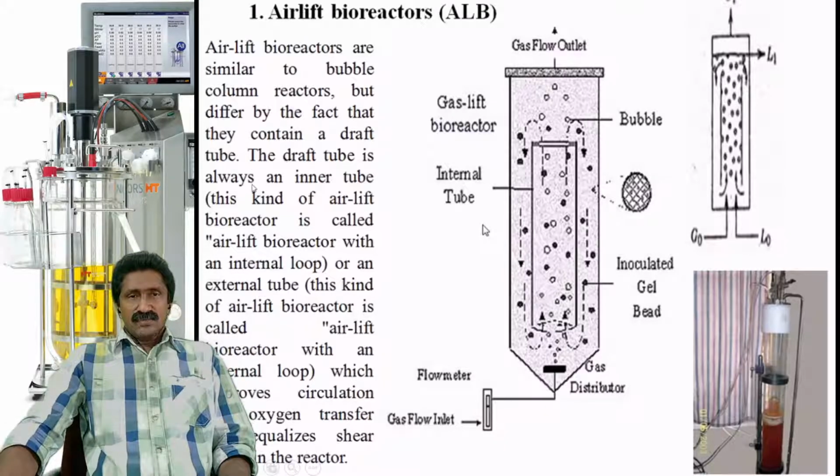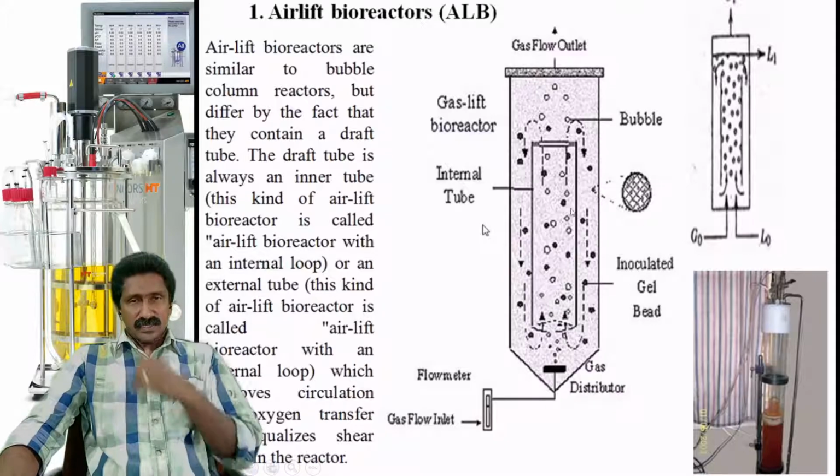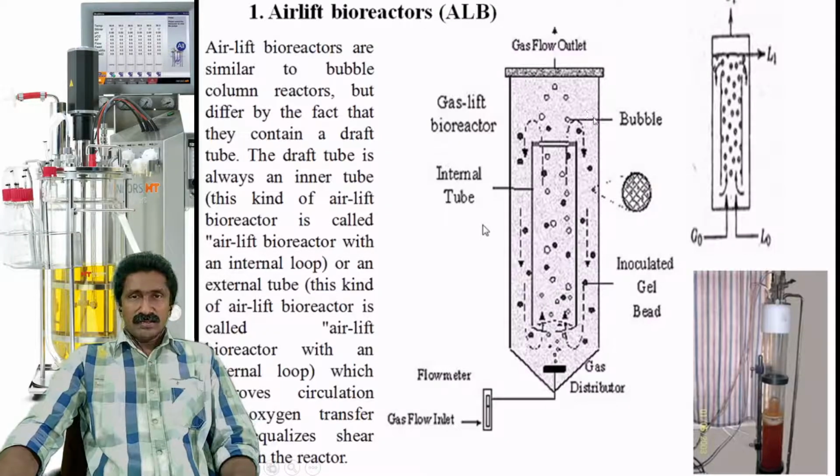So the draft tube is always an inner tube, usually, and this kind of airlift bioreactor is called the airlift reactor with an internal loop. If the draft tube is internal to the reactor, placed inside the reactor, then it is known as an airlift reactor with an internal loop. So you can see that the air is going up through the internal tube and coming out, and through the sides it will again recirculate back.